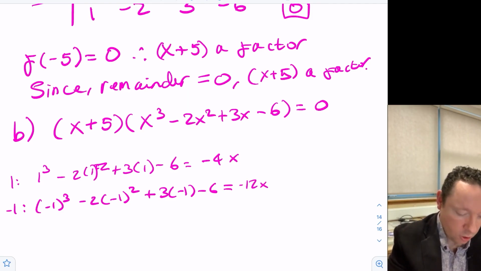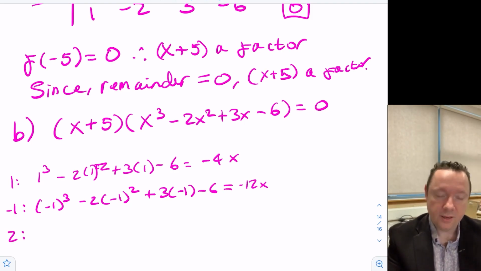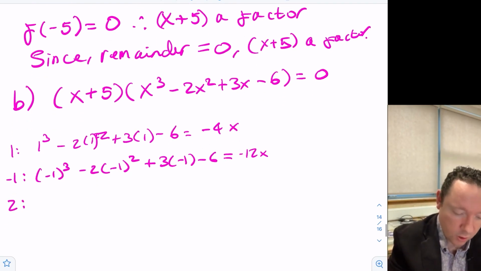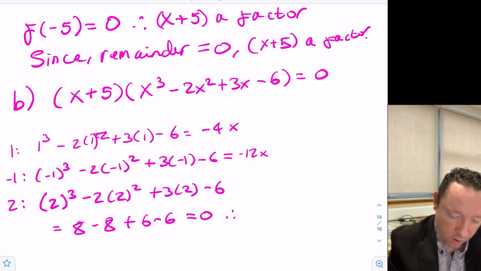So then you would try 2, and you're just doing it systematically. Once you get bigger, you can go back to synthetic division. I'll stick with this for 2, because it's quite simple. 2 cubed minus 2 times 2 squared plus 3 times 2 minus 6. That's 8. 2 2s are 4 times 2 is 8. Plus 6 minus 6, that's 0. Therefore, we've got another factor of x minus 2.